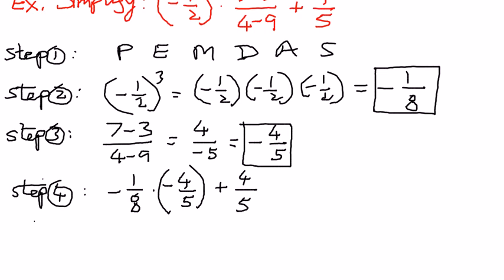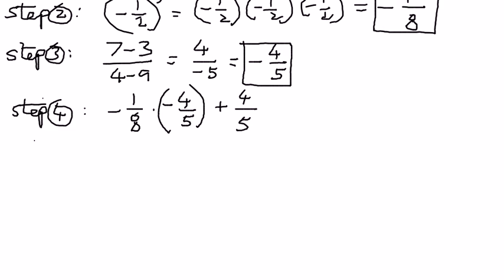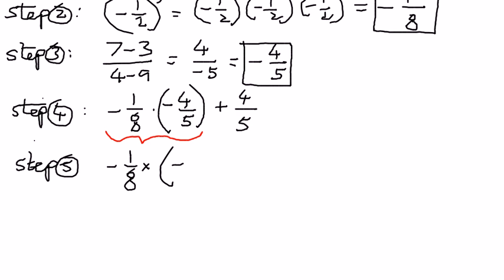Now, we want to be able to perform the multiplication first. In step number 5, we're going to perform the multiplication, and then in the end we'll perform the addition. So in here we have two fractions, negative 1/8 times negative 4 over 5. Let me write it here. Negative 1/8 times negative 4 over 5. So negative times a negative is a positive.